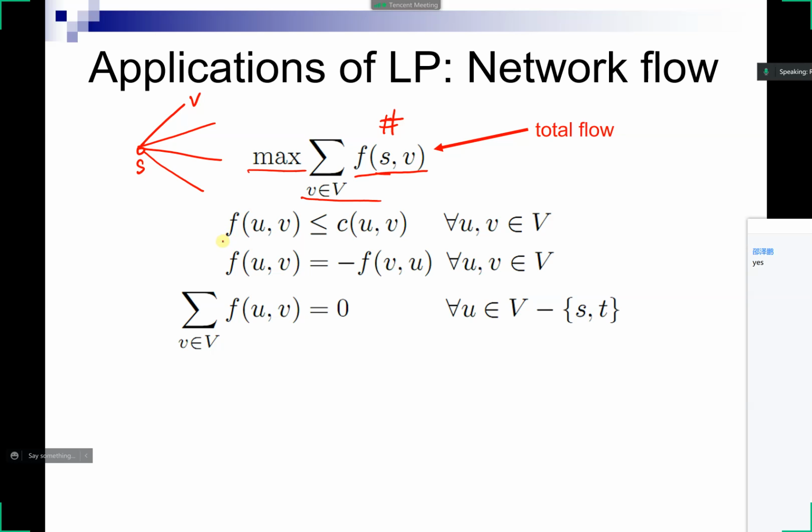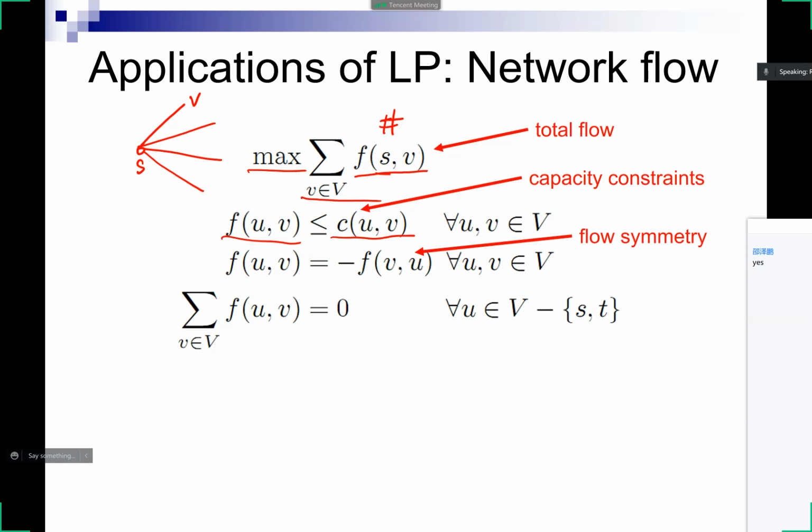I guess I wrote all these constraints. So we have the capacity constraint, which is that the amount of flow from a node U to V can be no more than some capacity constraint from U to V. And we have this symmetry constraint, which is that the flow from U to V is the opposite of the flow from V to U.